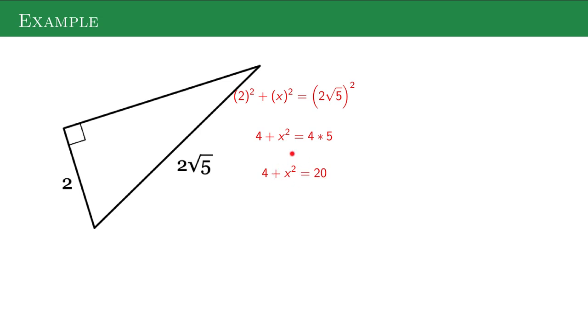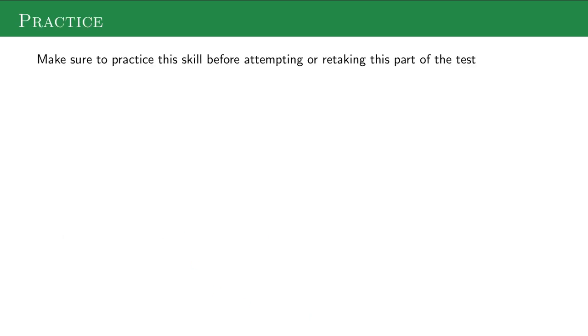I need to solve for x squared, so I get the x squared by itself by subtracting 4. Take square roots, simplify, and again I get plus or minus 4 whenever I take the square root of an equation, but I'm talking about the side of a triangle, so only the positive number actually makes sense for the problem I'm doing. All right, so a quick review of the Pythagorean theorem, and now you can do that skill on the test.